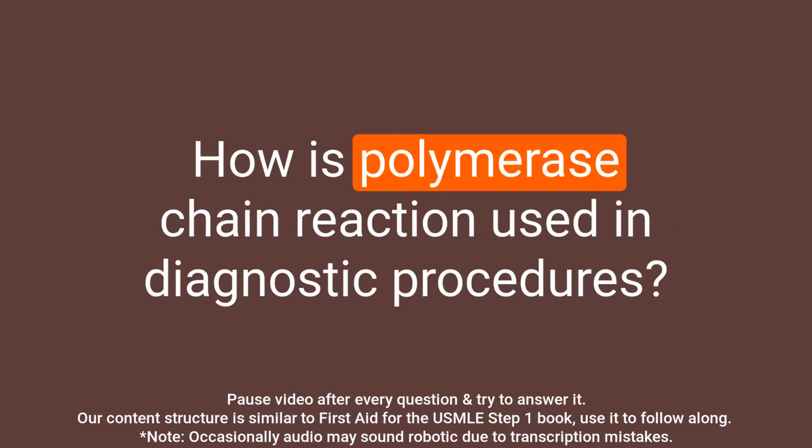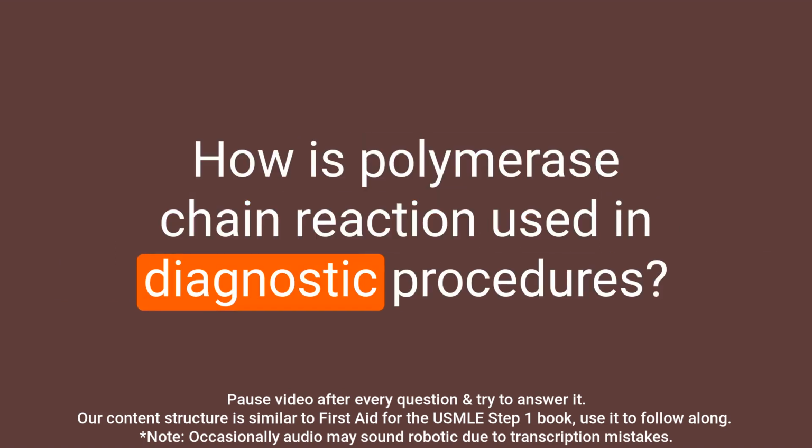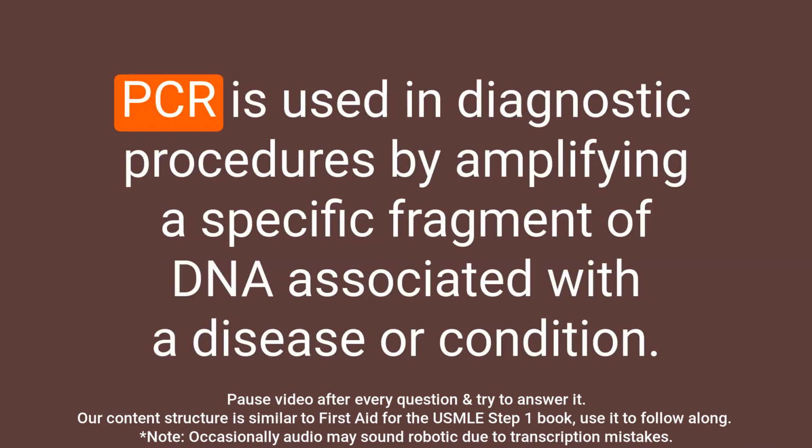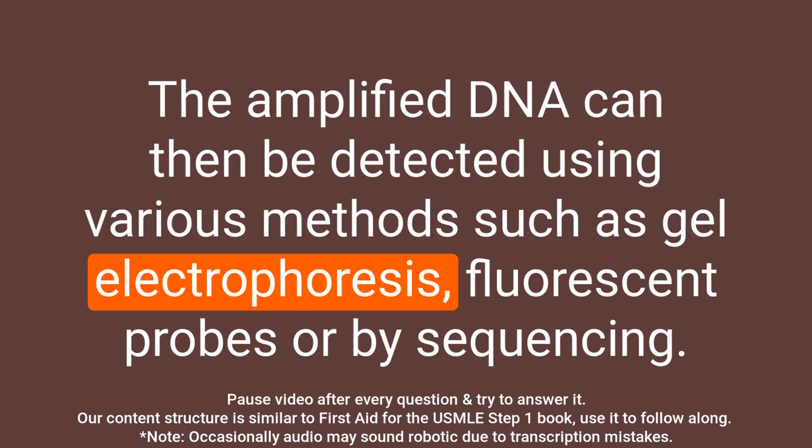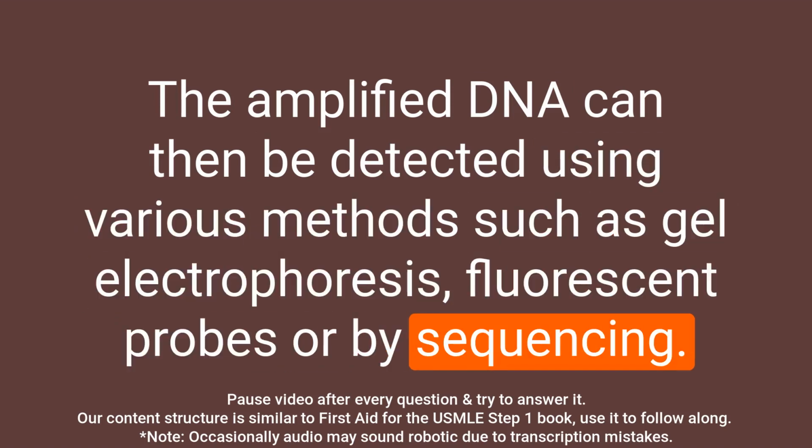Question: how is polymerase chain reaction used in diagnostic procedures? Answer: PCR is used in diagnostic procedures by amplifying a specific fragment of DNA associated with a disease or condition. The amplified DNA can then be detected using various methods such as gel electrophoresis, fluorescent probes, or by sequencing.